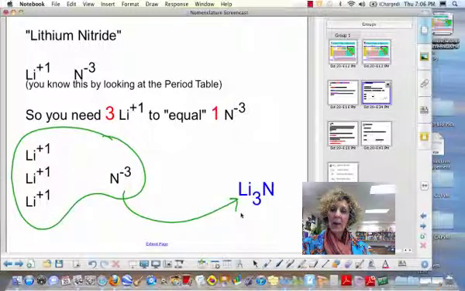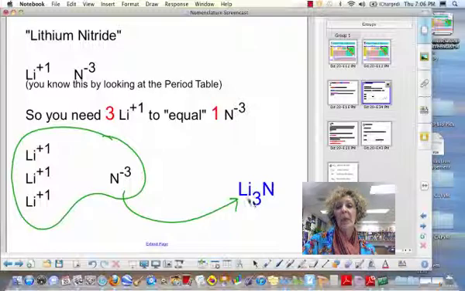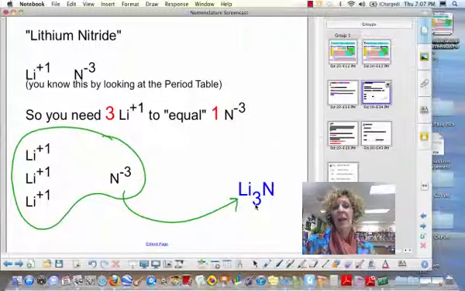And how would I write that? I would write that as Li3N, and this 3 is now the subscript, which tells me that I have 3 lithiums. Notice that there's no charges anymore. And that's because the positive cations and the negative anions, those positive and negative charges have canceled each other out. So there is no positive or negative superscript on this formula.